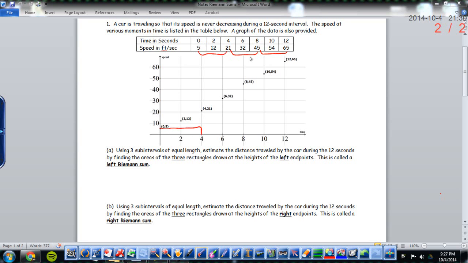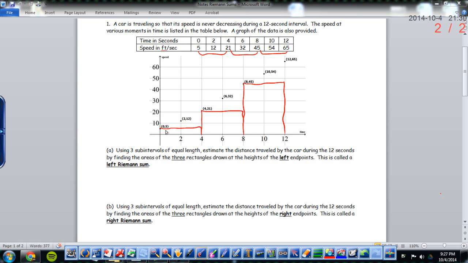Okay, and then between 4 and 8, my left endpoint is the 4. And so I'm going to draw my rectangle at the height of time 4, which is going to be 21. And then my last interval from 8 to 12, the left endpoint of that interval is 8. So the height of my rectangle is going to be at the data point where my time is 8. So I'm going to estimate the distance that this car travels by finding the area of these rectangles.